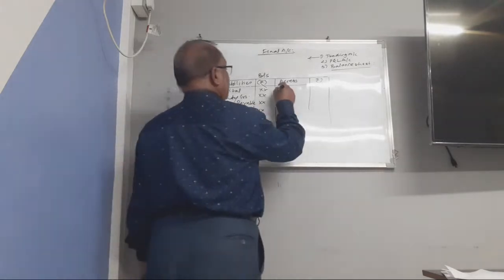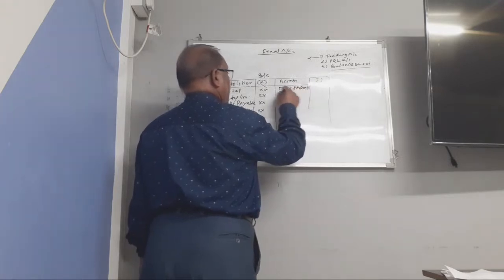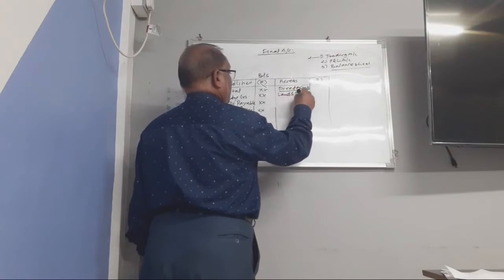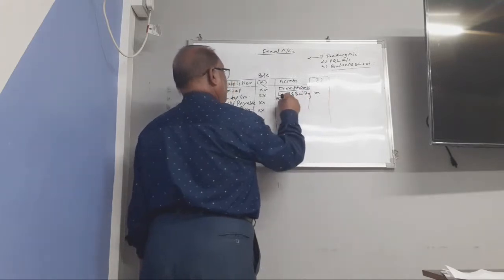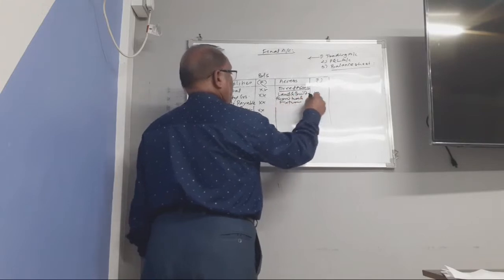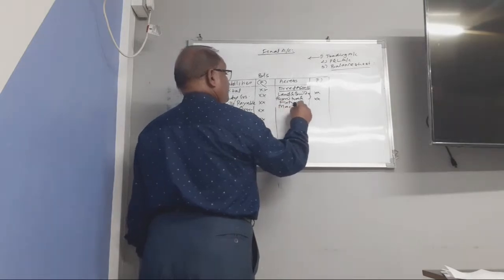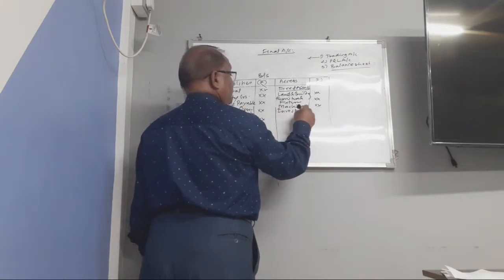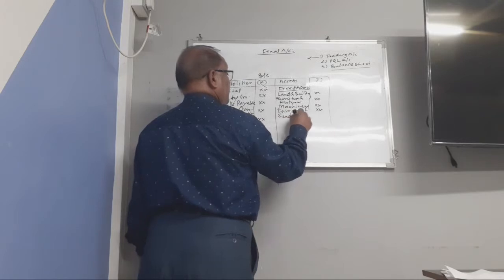And on the asset side, first we will fix the assets. Fixed assets. In that will be land and building. Then furniture and pictures. Machinery. Investment. Then we take here sundry debtors.